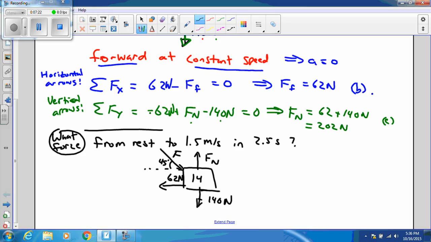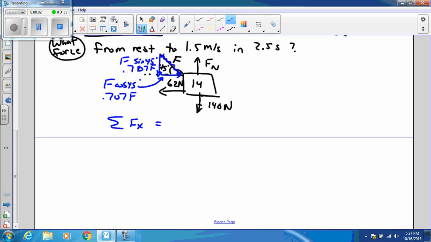Okay? Now having done all that, we once again have to split our force into components. So we're going to have a force F sine 45 going down, which is 0.707 F. And we're going to have a force F cosine 45, which I'm kind of out of room for. And that's 0.707 F also. And you can check that on your calculator. Now we're going to do sum of forces, first in the horizontal direction, and then in the vertical direction if needed. The sum of forces in the x direction is going to be equal to the sum of just the horizontal forces. And my horizontal force here is 0.707 F, pushing forward, minus the 62 newton force, which is pulling backward.